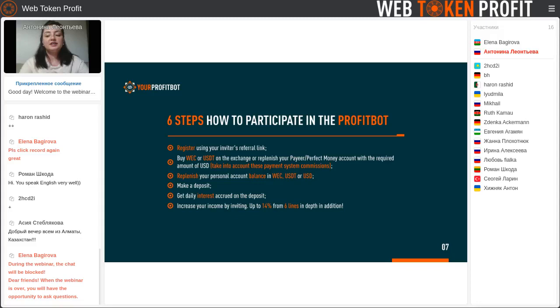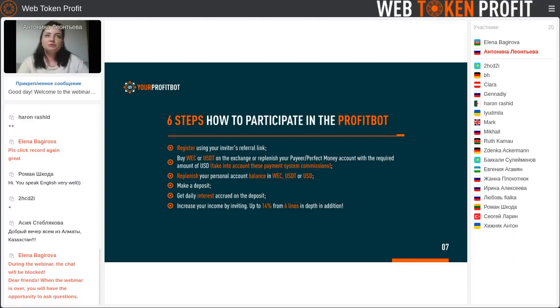replenish the balance in your personal account. You can do it in two ways. Look at this. Buy back on the exchange and transfer them to your personal account, or replenish the account with USD from a personal Perfect Money wallet or with USDT. Then choose one of three tariffs that is suitable and comfortable for you. You can remember it if you look at the second page of our presentation.